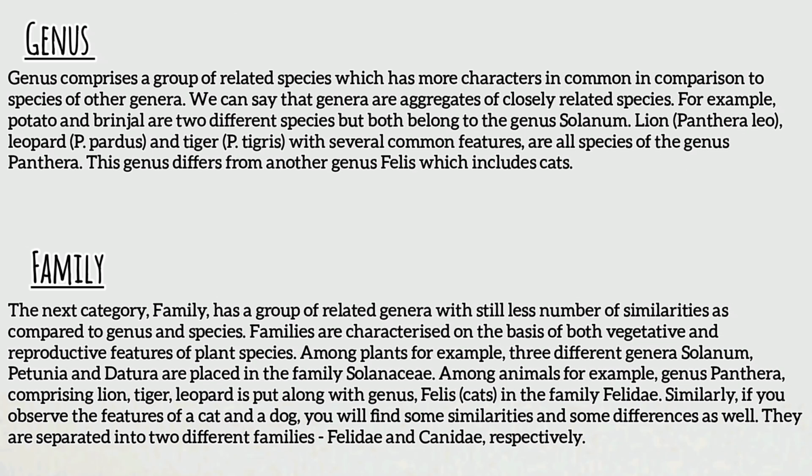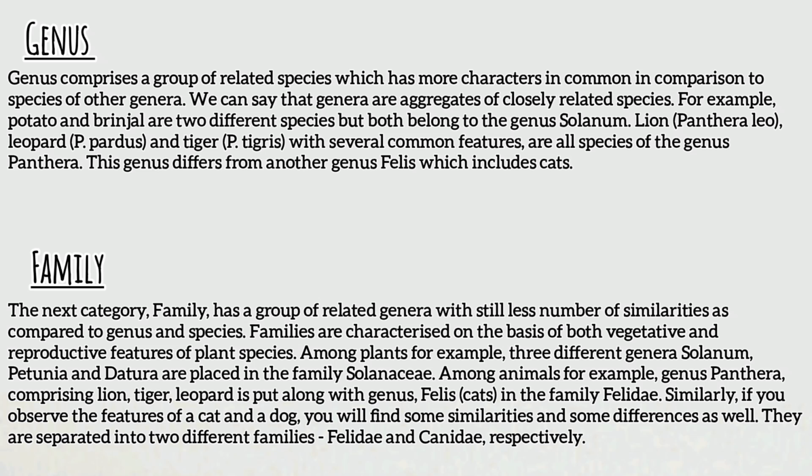Genus comprises a group of related species which has more characters in common in comparison to species of other genera. We can say that genera are aggregates of closely related species. For example, potato and brinjal are two different species but both belong to the genus Solanum. Lion, Panthera leo, leopard, P. pardus, and tiger, P. tigris, with several common features, are all species of the genus Panthera. This genus differs from another genus Felis, which includes cats.